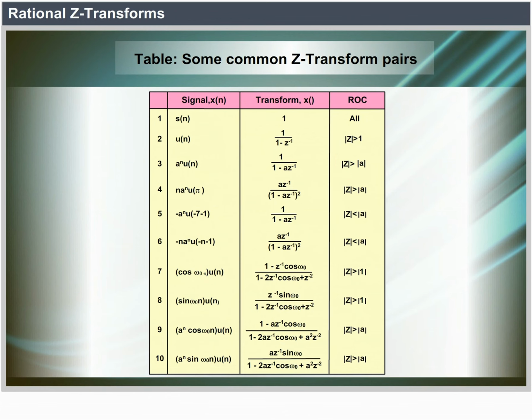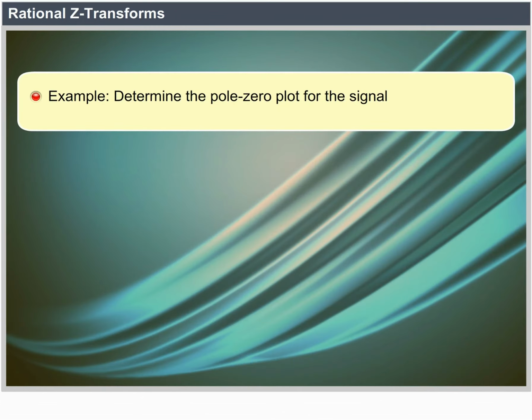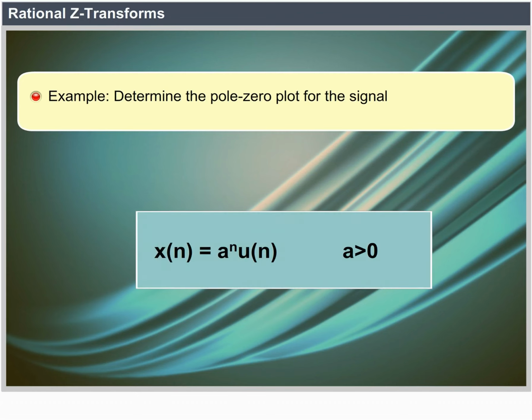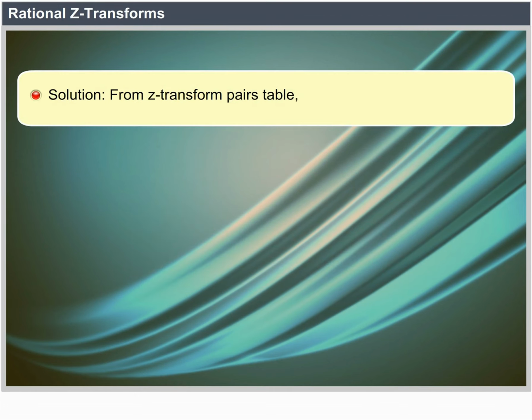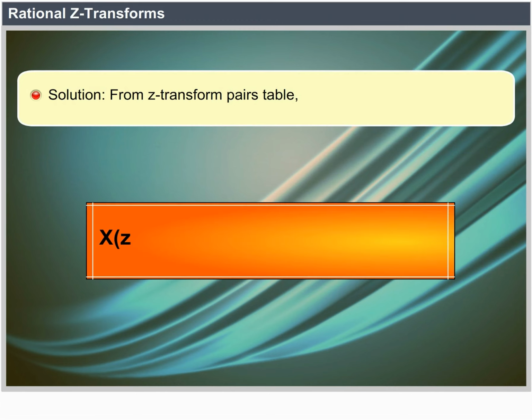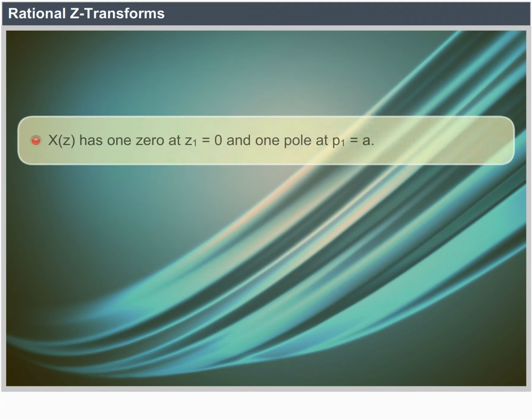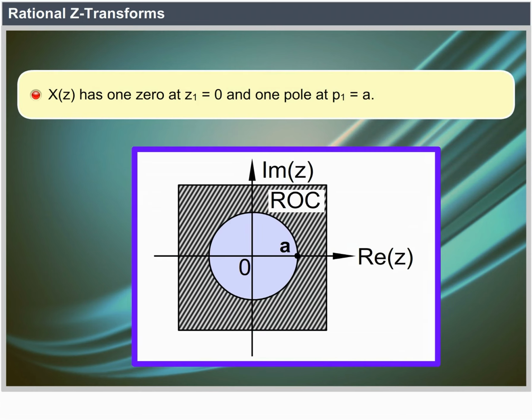Example. Determine the pole zero plot for the signal x of n equal to a power n into u of n, where a greater than 0. Solution. From the Z transform pairs table, x of z equal to 1 divided by 1 minus a into z power minus 1 equal to z divided by z minus a, where the region of convergence is modulus of z greater than a. X of z has 1 zero at z1 equal to 0 and 1 pole at p1 equal to a.